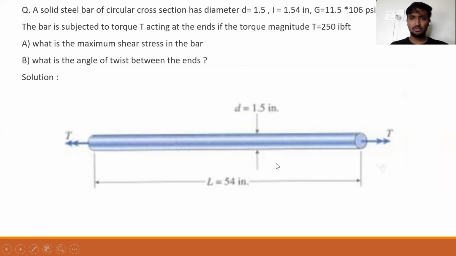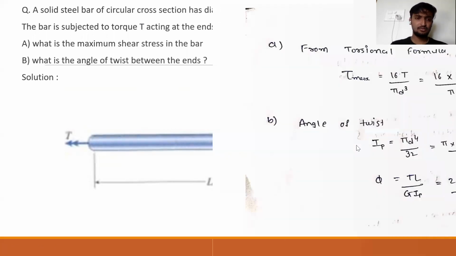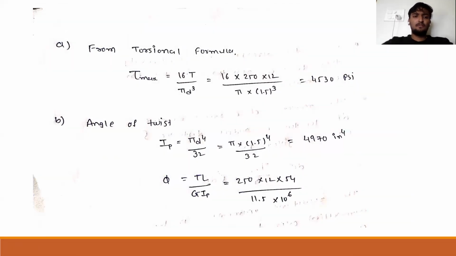Here, first of all, we draw the solid steel bar under torsion. The diameter d is equal to 1.5 and the length is 54 inch. From the torsion formula, tau max is equal to 16 T by pi d cubed. Here T is equal to 250 into 12 and d is equal to 1.5. Substituting the values, 16 into 250 into 12 by pi into 1.5 cubed, the answer will be 4530 psi.